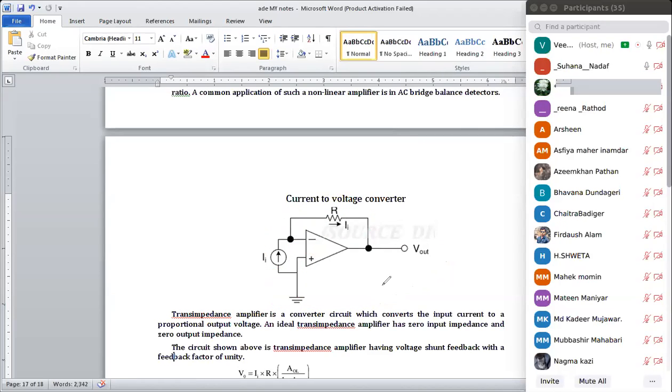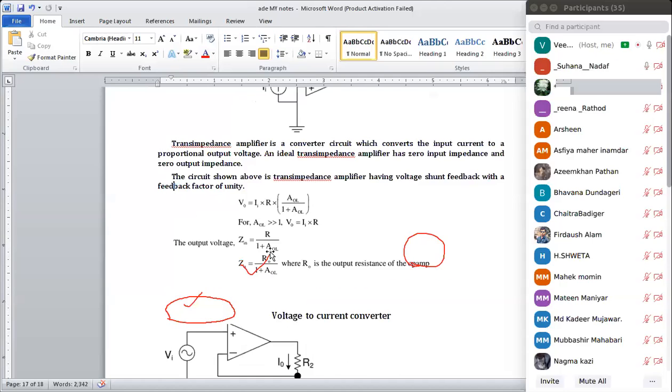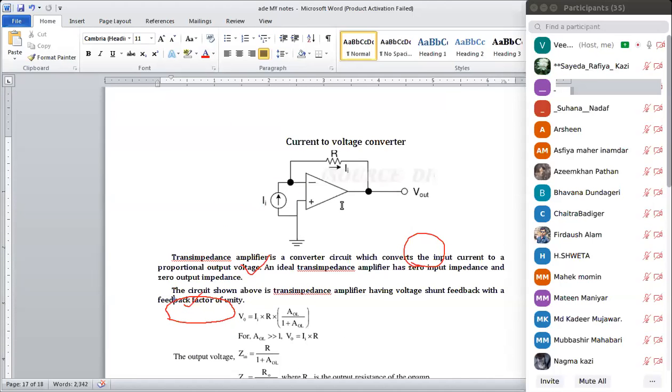This configuration is also called a transimpedance circuit. So what do we mean by this transimpedance? This transimpedance circuit is going to convert a current source into a voltage output, that is, current source to voltage source. Okay. Now, how is it going to do that?